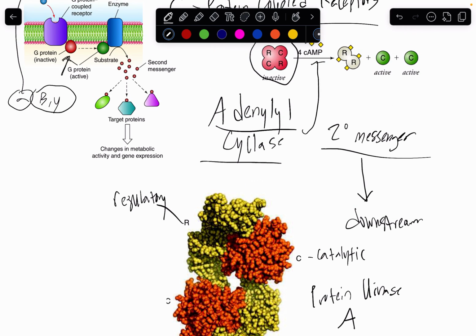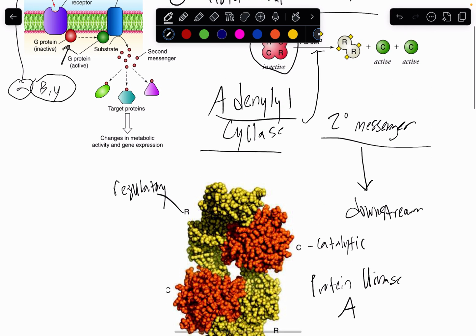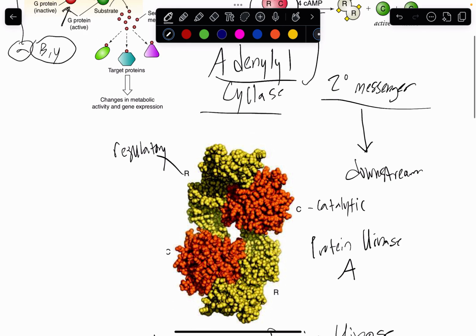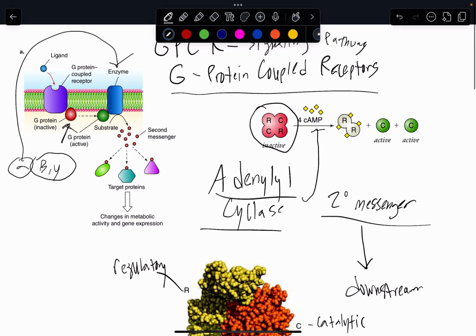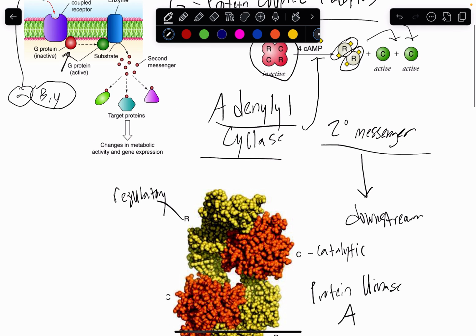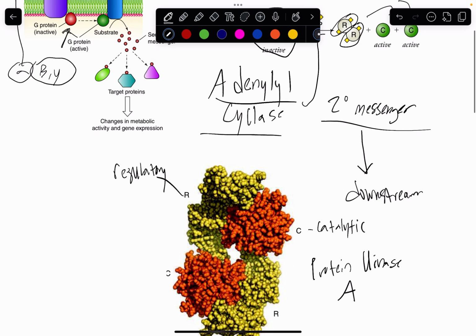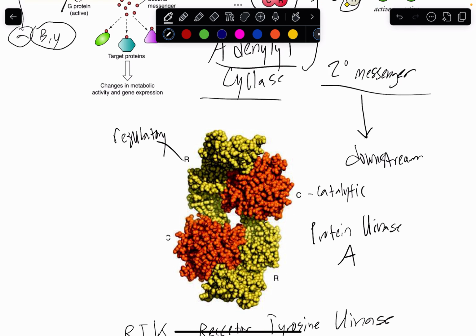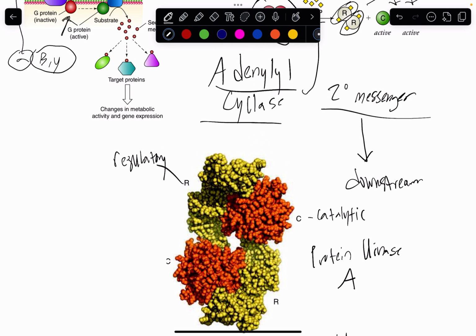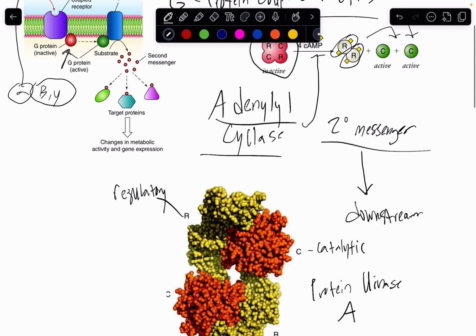When cyclic AMP comes into the picture, it will bind. So 2 cyclic AMP, as we can see here, will bind to each regulatory subunit, and it releases these 2 catalytic subunits, okay? And then these catalytic subunits can go and phosphorylate their target proteins and cause further effect downstream, okay?